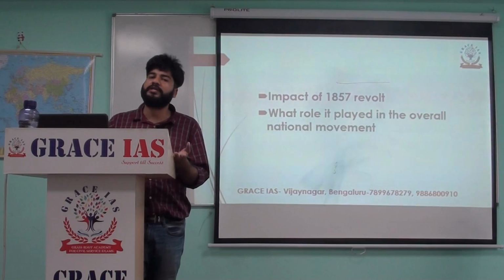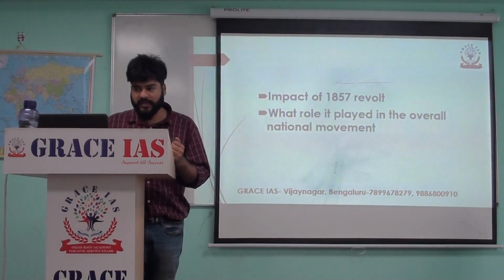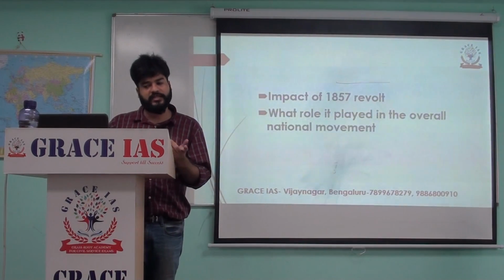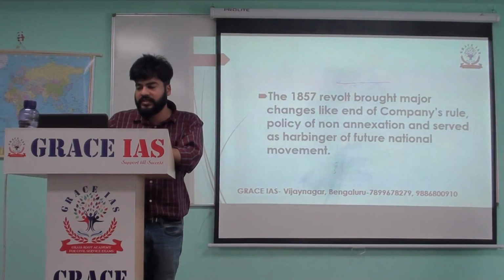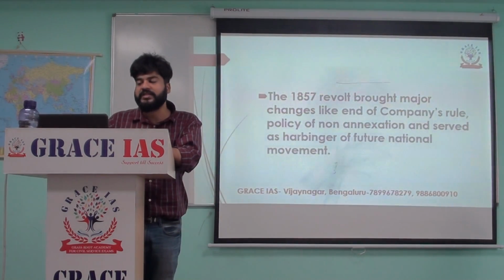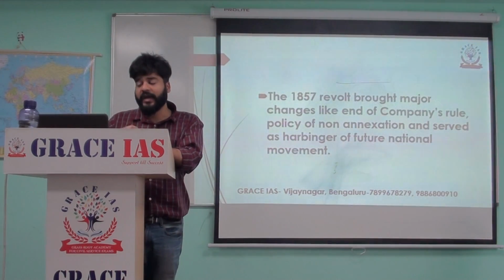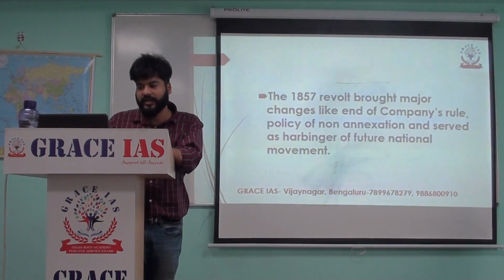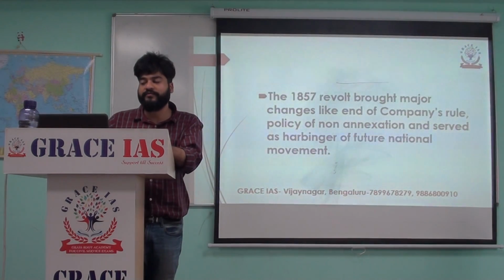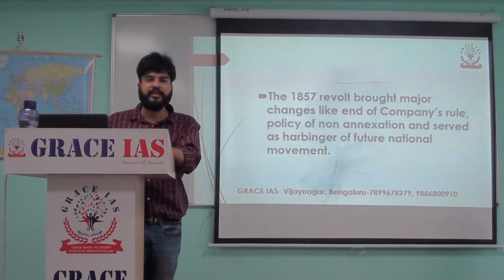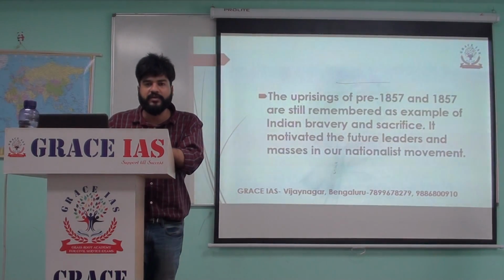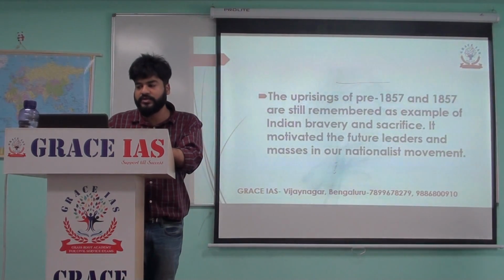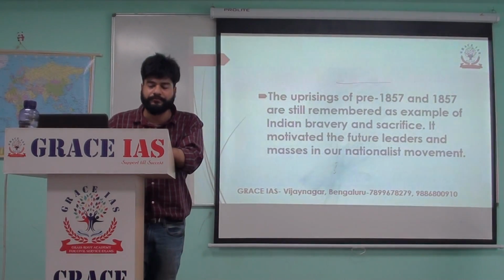In the conclusion part, you could answer either of these two questions. First is the impact of the 1857 revolt. What was the impact of the 1857 revolt? And the second is what role it played in the overall national movement. So one way of writing the conclusion is, you can say the 1857 revolt brought major changes like the end of company rule and the policy of annexation, and served as the harbinger of the future national movement. This is one way of writing the conclusion. The other way is, you can also write that the uprisings of pre-1857 and 1857 are still remembered as examples of Indian bravery and sacrifice. They motivated the future leaders and masses in our nationalist movement.